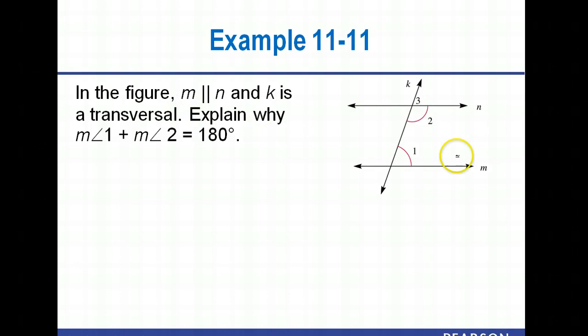In the figure, we know M is parallel to N, so again, you can make some notations here if you like to denote that we have parallel lines. K is a transversal, so K is a transversal cutting those two parallel lines. Okay, so explain why the measure of angle 1 plus the measure of angle 2 has to be 180 degrees.